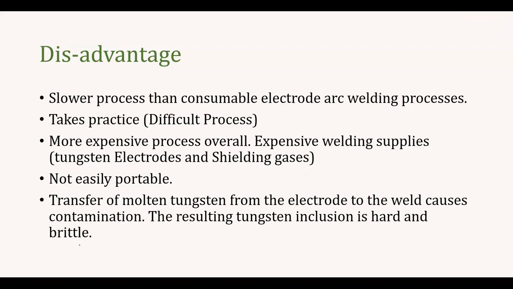But they also have some disadvantages. This is a slower process than consumable electrode processes. It needs best practice. Without best practice, we cannot weld properly using this TIG process, because the welding torch will be in one hand and the filler rod in the other hand. Only a trained person can weld very well. It is also a more expensive process with expensive welding supplies, because the tungsten electrode and all cost a lot, and it is not easily portable. Transfer of molten tungsten from the electrode to the weld causes contamination. These are some of the disadvantages.